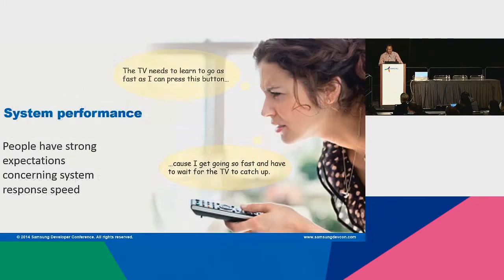The reason why we want to do that is that what we've seen when we observe people in a lab is that people are extremely sensitive to how long it takes for something to happen when they press a button. These are actual quotes that folks have told us. They said things like, the TV needs to learn to go as fast as I can press a button, because I get going so fast and I have to wait for the TV to catch up. So that's just something to really keep in mind. People are extremely sensitive to this.